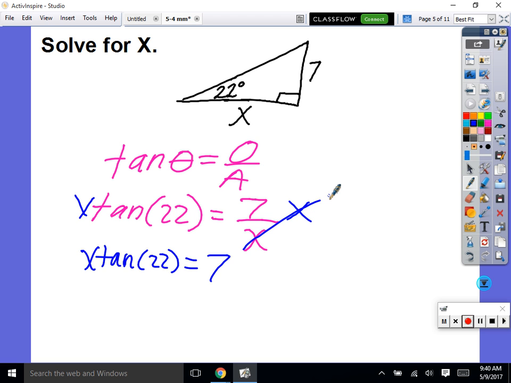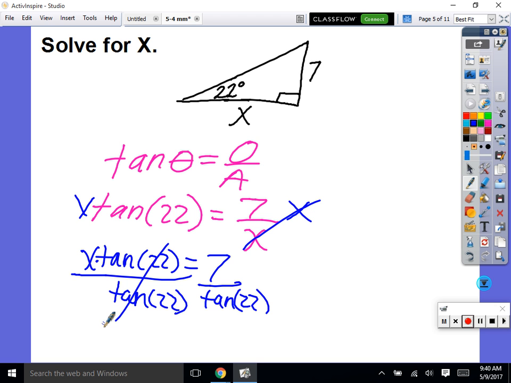My goal is to get x alone. How do you undo multiplication? Division. So we're going to divide by tangent of 22. And now you just type it into your calculator because x is alone: 7 divided by tangent of 22. What did you get?